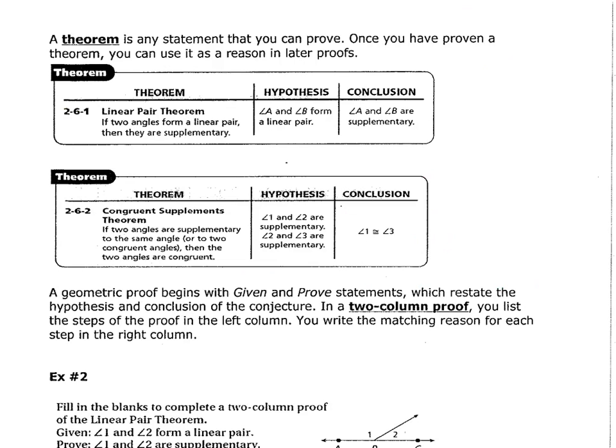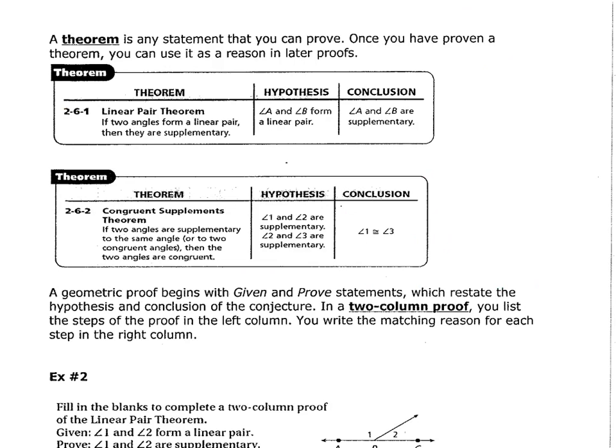Okay, let's go over a few different theorems. A theorem is just any statement that you can prove, and once you have proven a theorem, you can use it as many times as you need to in later proofs. The linear pair theorem says if two angles form a linear pair, then they are supplementary. The hypothesis would be that angle A and angle B form a linear pair, and your conclusion is that angle A and angle B are supplementary.